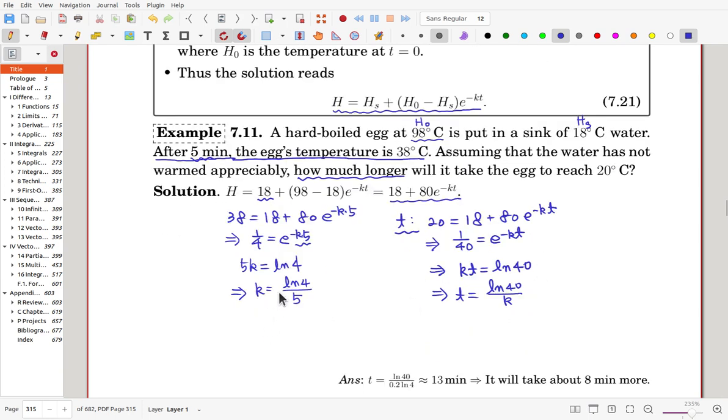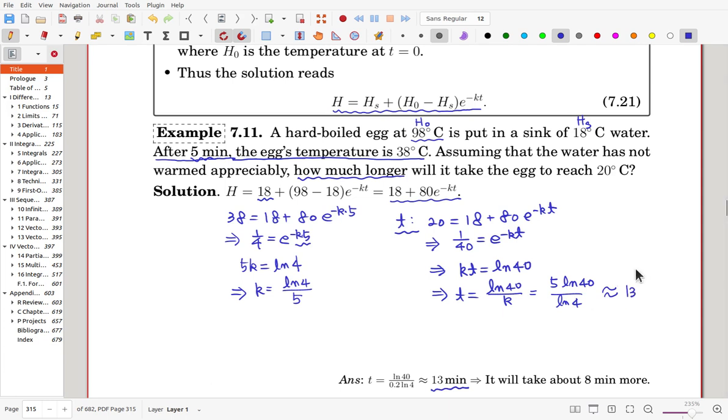Using this quantity, 1/k is logarithm 4 over 5, and that gives logarithm 40. So you see that 5 is changed into 0.2 on the bottom. If you compute this and find the numeric value, it's about 13.